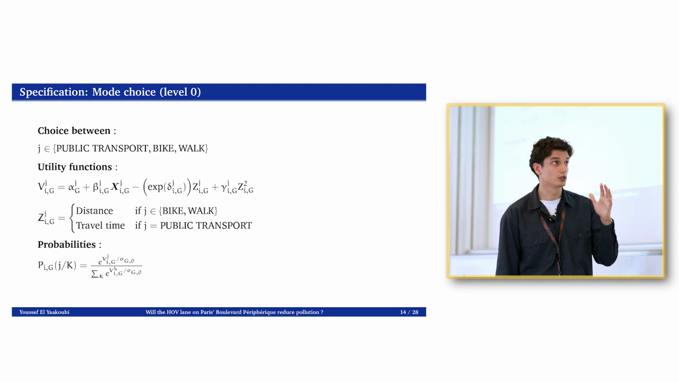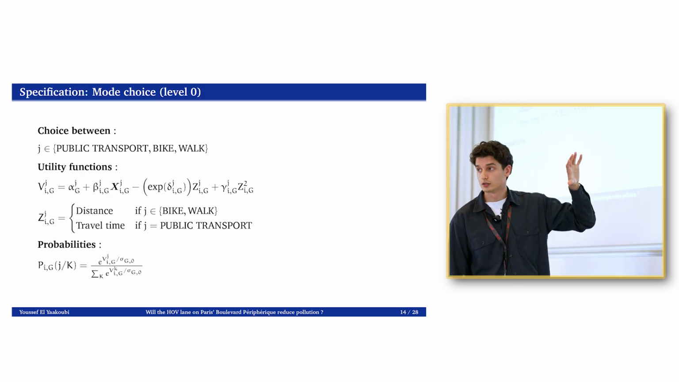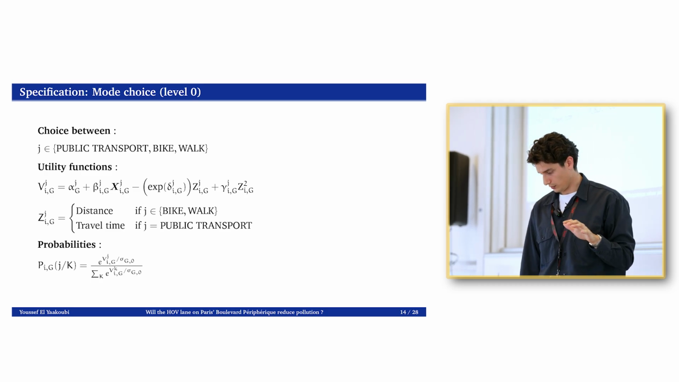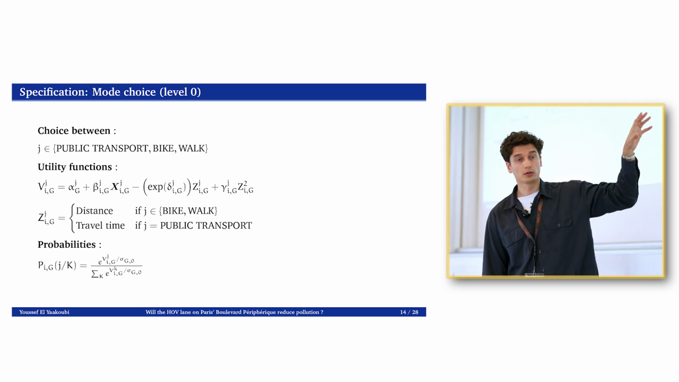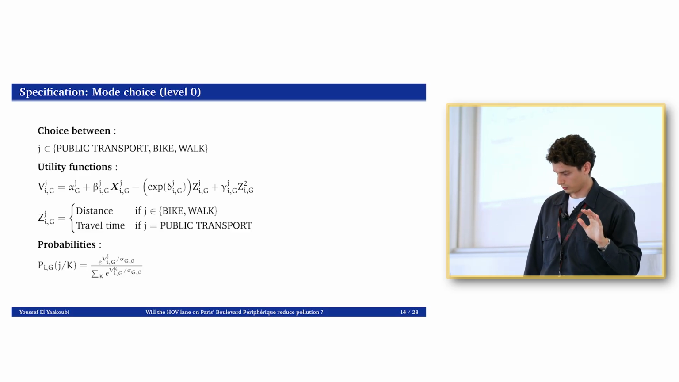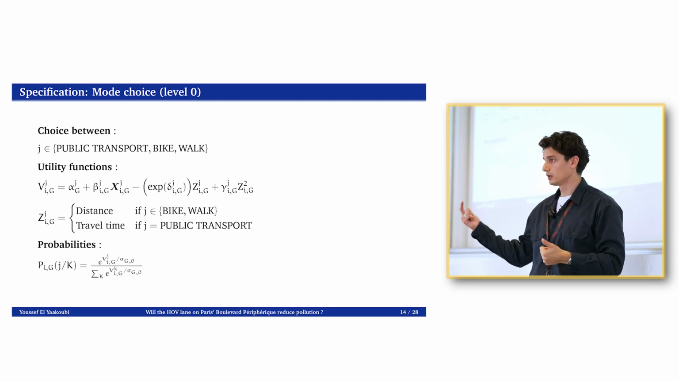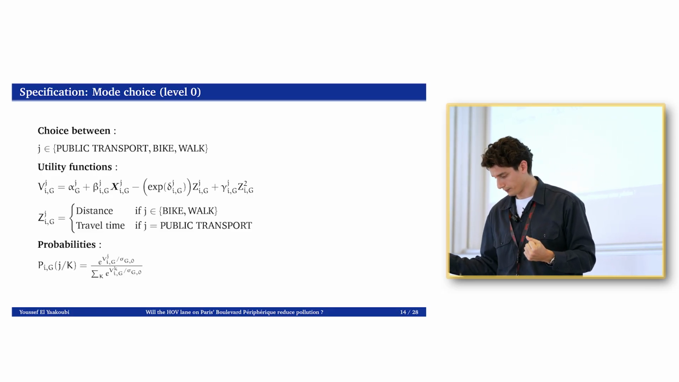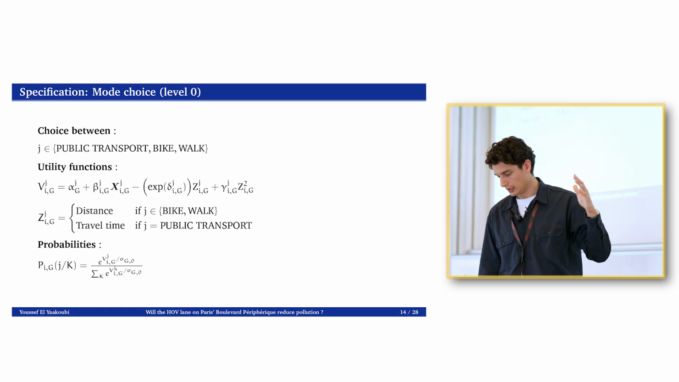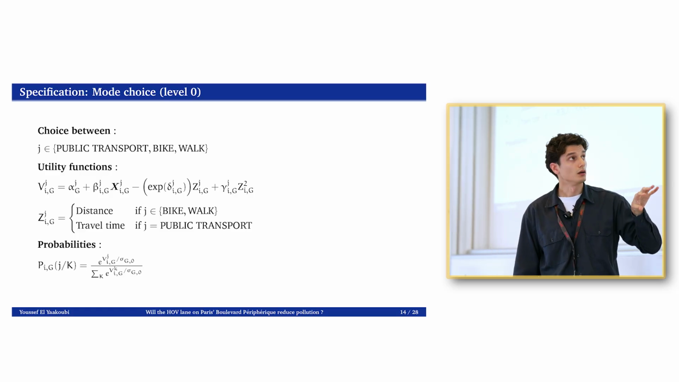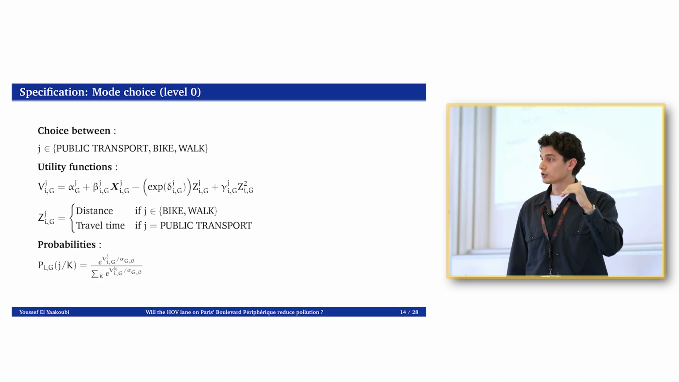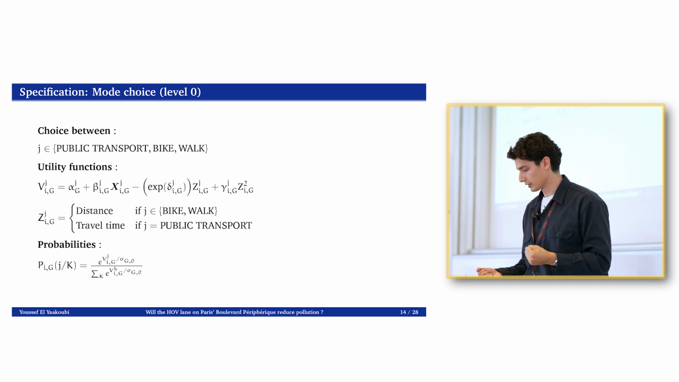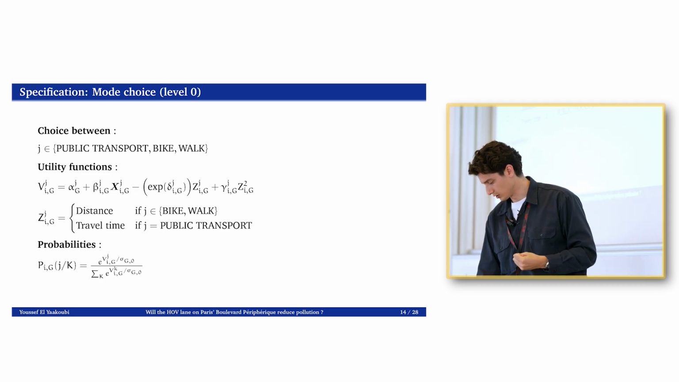Just to go quickly on the specification, this is the first level. The utility functions are described like this: we choose a polynomial of degree 2 to model the distance when it's the bike that is chosen or walking, and the travel time when it's public transport. And we are imposing the slope at the origin to be negative because the travel time or the distance will give a disutility to the decision maker.